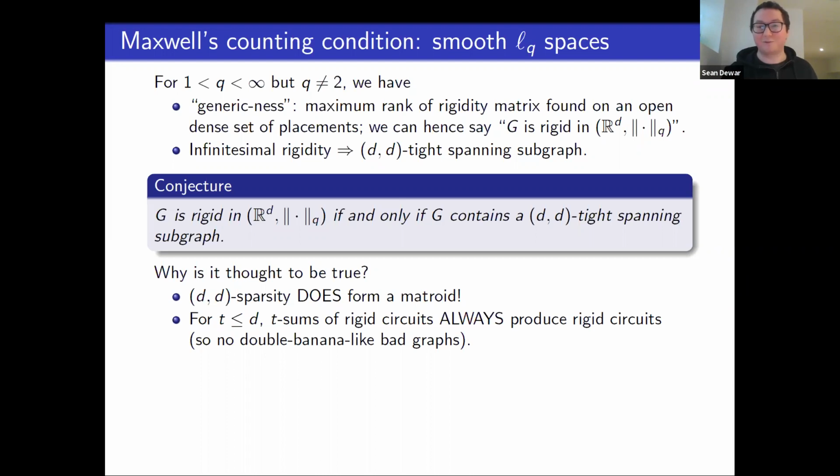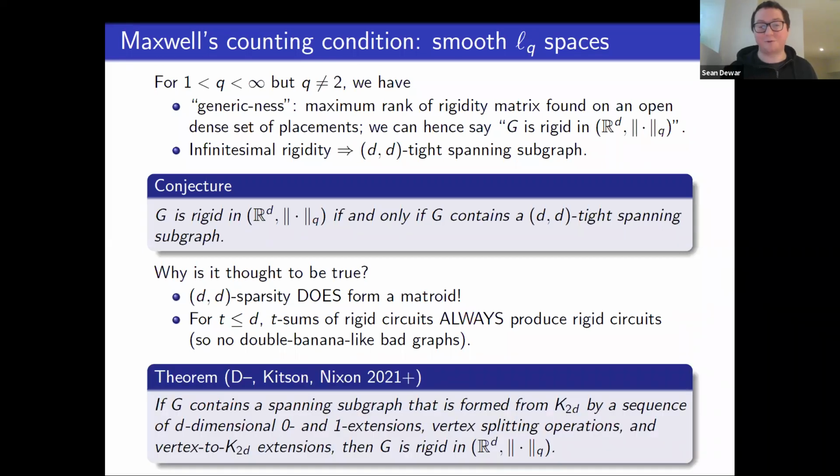We don't have too much evidence. It works in the 2D case, but does it in the Euclidean case? We also have that we can say it's true for a sufficiently large set of graphs. So if your graph is formed from K2D by a sequence of d-dimensional 0 extensions, 1 extensions, vertex splitting operations, then those three are the same as they will be in the Euclidean case.